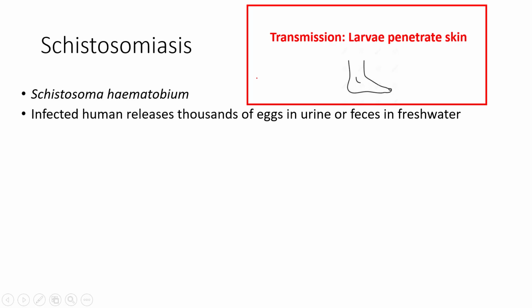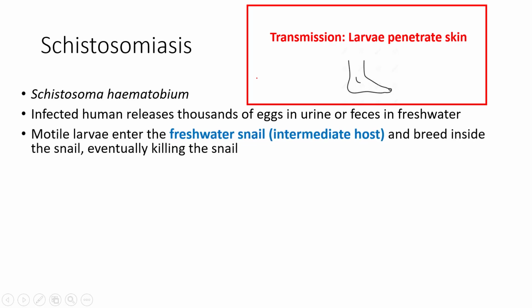This human is going to use the freshwater lake or stream like a toilet, and they're going to release thousands of eggs by urinating or defecating in the freshwater stream that other people are going to wade or swim or bathe in. Fabulous. So those eggs get released into the fresh water, and they mature into larvae. Those larvae then enter the intermediate host, a freshwater snail.